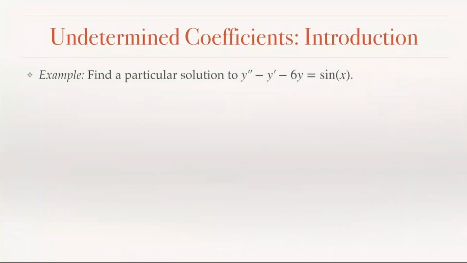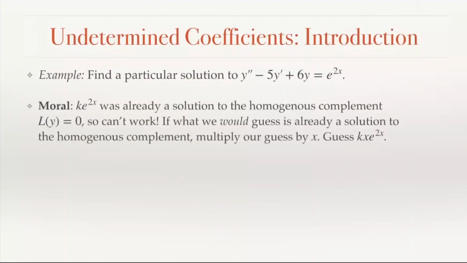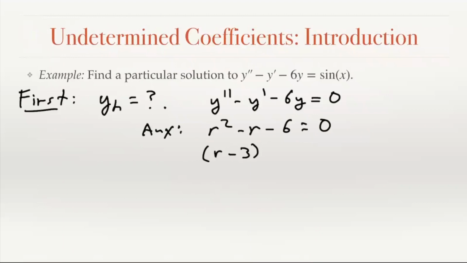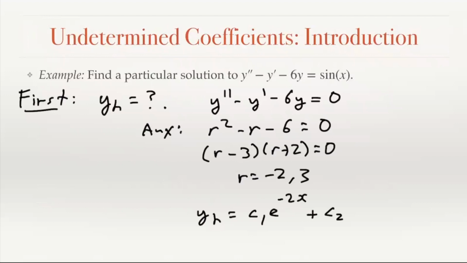Now, what about this? So remember, first, we always want to find y sub h. You always want to find y sub h first because of this moral, where we don't want to guess something that's actually a solution to the homogeneous complement. So we have y double prime minus y prime minus 6y is 0, is the homogeneous complement. That's r squared minus r minus 6 is the auxiliary equation. That's (r minus 3)(r plus 2). And we have that y_h is c1 e to the negative 2x plus c2 e to the 3x.